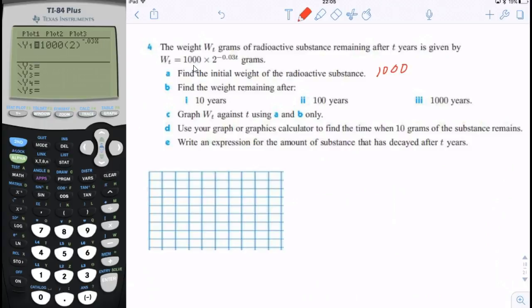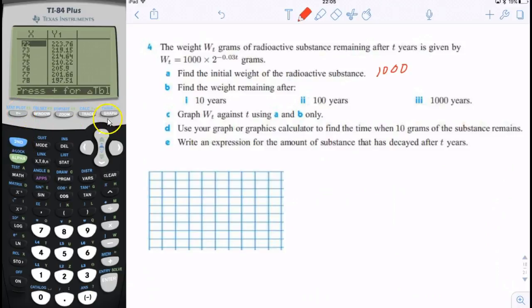Okay, let's find the weight after 10 years, 100 years, and 1,000 years. And the easiest way to do that is with a second table. So first we'll look at it after 10 years. So we're going to look for when x equals 10. When x equals 10, y equals 812. Usually in IB we give 3 significant figures, so 812.